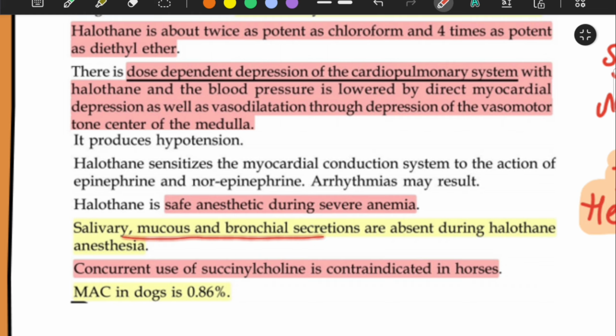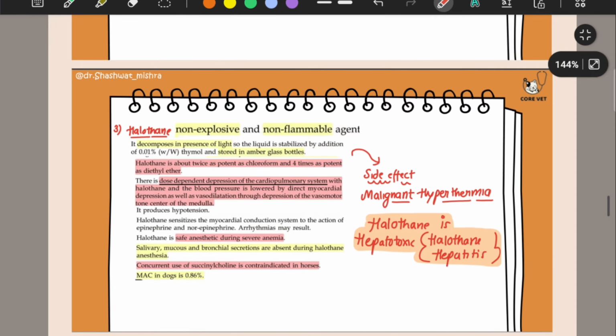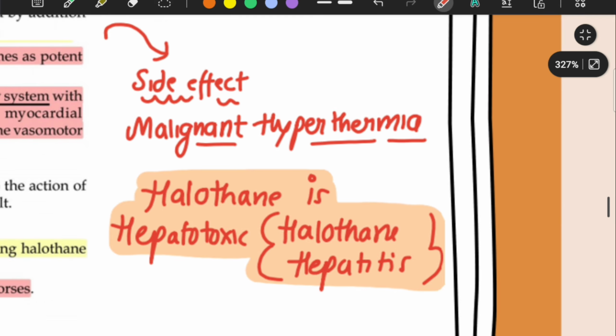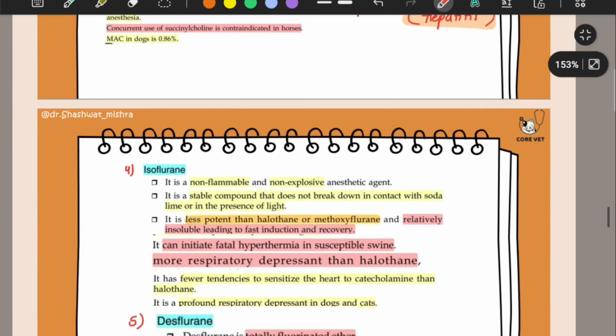Salivary mucus and bronchial secretion are absent during halothane anesthesia, unlike methoxyflurane. The concurrent use of succinylcholine is contraindicated in the case of the horse, and the MAC value is 0.86. Now, more important, which is the objective part, are the side effects of halothane. Halothane shows malignant hyperthermia, and it is hepatotoxic, as we had discussed above.